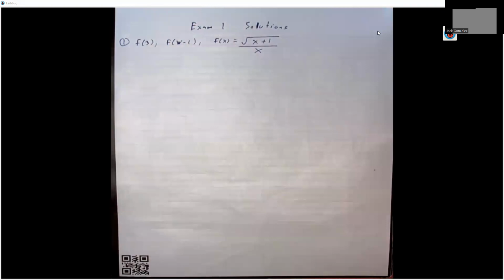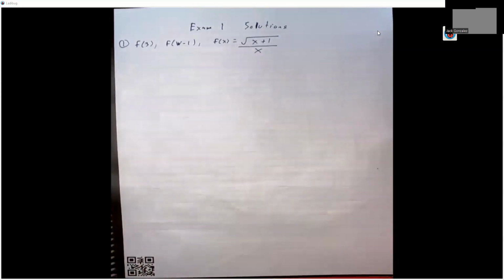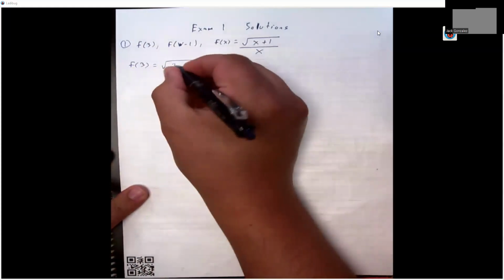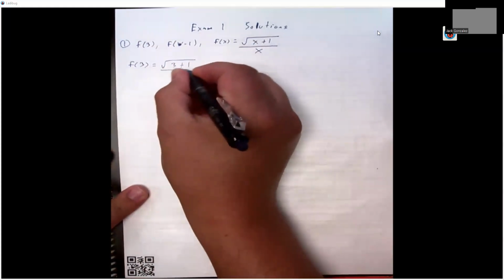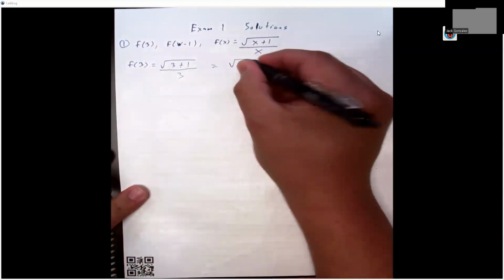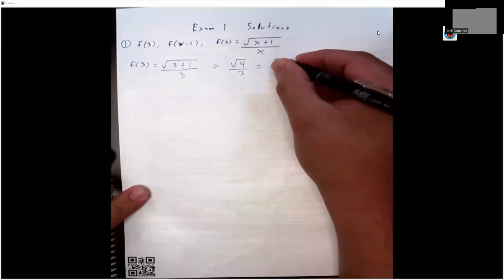Okay, so I'm not going to ask for the domain for this type of question, so I'm not going to do that part. But I will ask you to plug in values to something similar. So it will be on your final, very similar. So please don't miss this. So F of 3, that means just plug it in. Reduce it. That gives us square root of 4 over 3, which is 2/3. That's all you have to do.